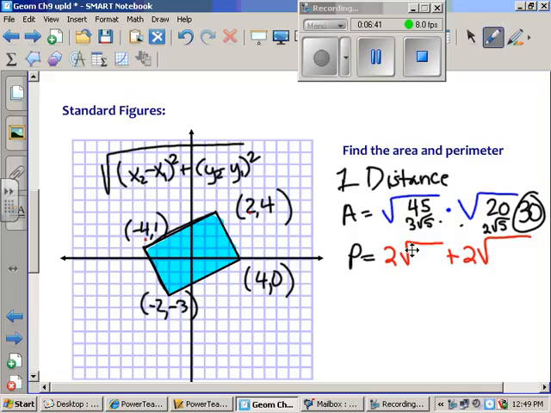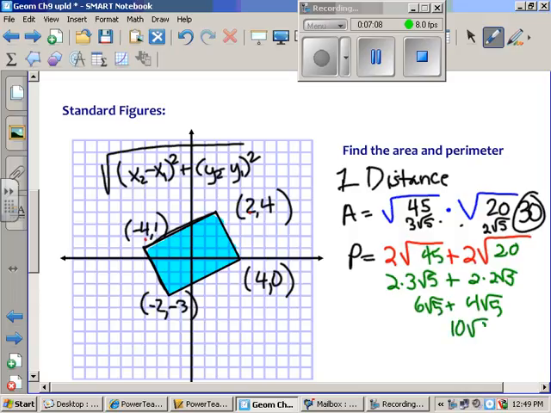So this is going to be 2, if we put 45 and 20 in here, this is 2 times 3 square root of 5 plus 2 times 2 square root of 5, which gives me 6 square root of 5 plus 4 square root of 5. Okay, and 6 plus 4 is 10. So my final answer for the perimeter is 10 square root of 5.